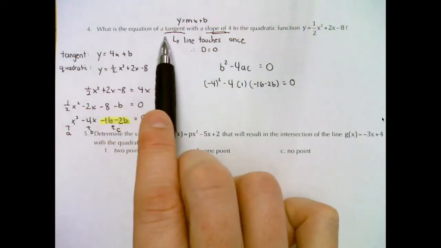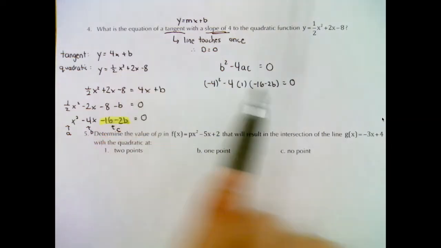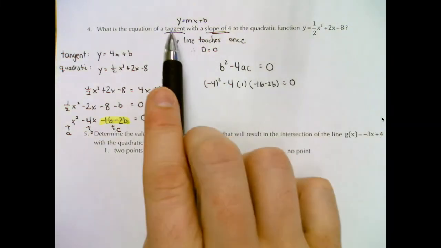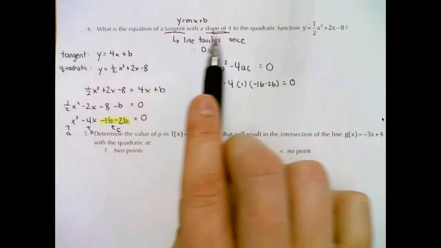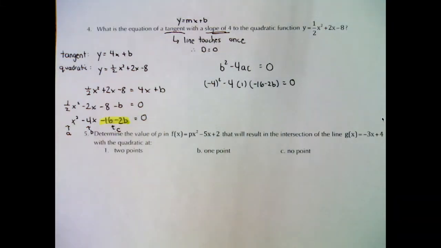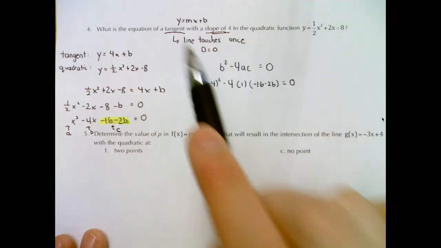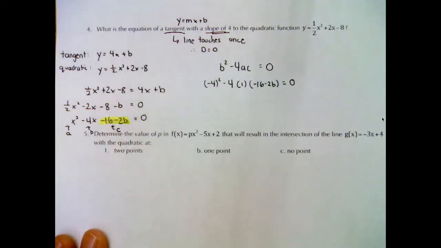which helps us answer the question, what is the equation of the tangent? We know it's 4x plus b. We can now find out what b is, because we know the discriminant needs to be 0. Why do we know it needs to be 0? Because it says that it's a tangent. A tangent is a line that touches once. The only way that this line touches this parabola once is if b, the y-intercept, is a certain number. What number? We're about to find out.